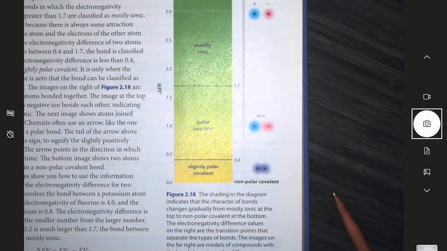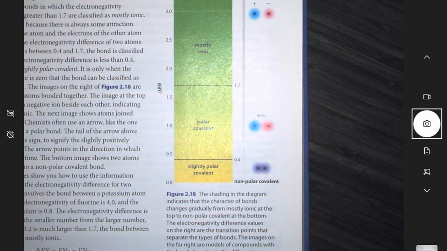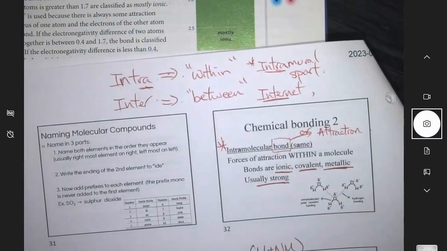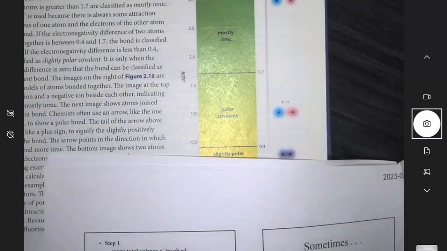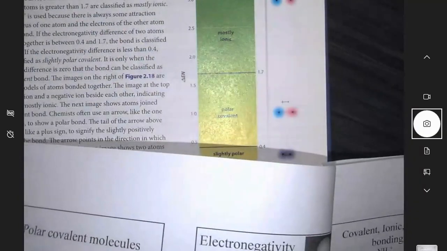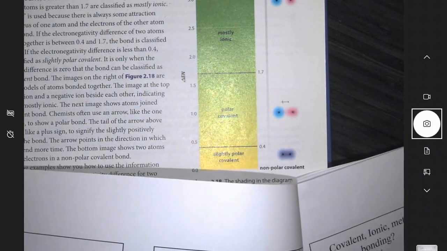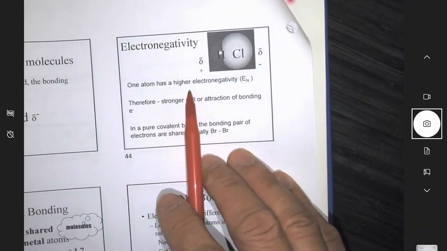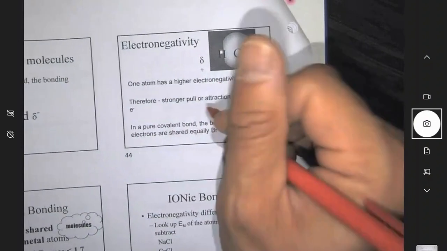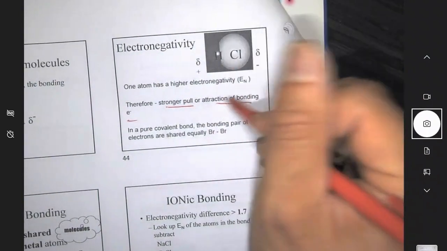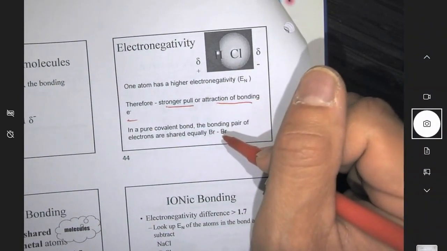So electronegativity, going back there, is also a relative value. Okay. So coming back here, I think there is a section that talks about electronegativity, so it will be good to refer to it. So in this case, electronegativity, we're talking about a strong pull or attraction to the bonding electron. A stronger pull or attraction of bonding electron.